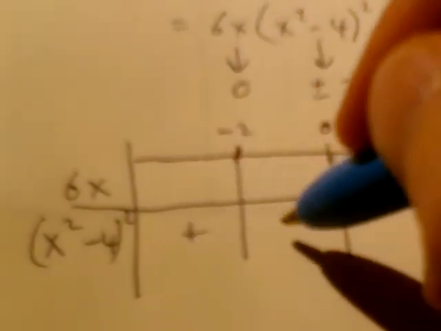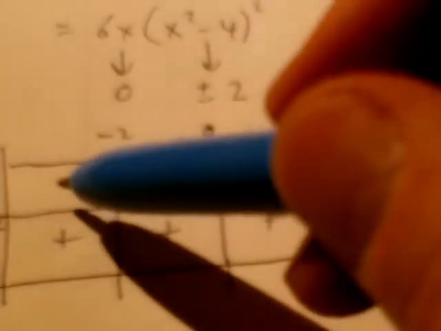And I'm just kind of filling out the table here. So our first factor is 6x, and our second factor is (x squared minus 4) squared, which again, we know, since it's being squared, is going to be positive all the way across. So I'm not even going to worry about taking any time to calculate those. All we need to do is worry about the top part of the number line.